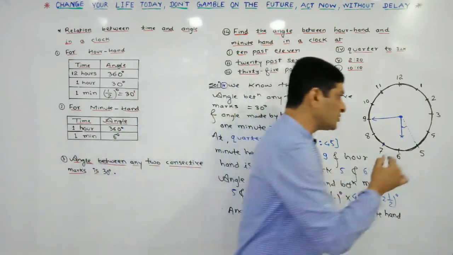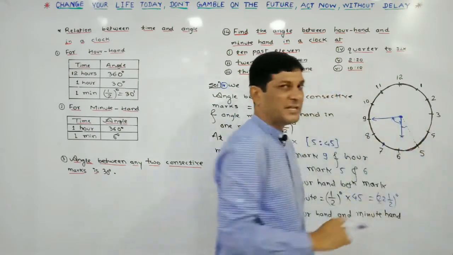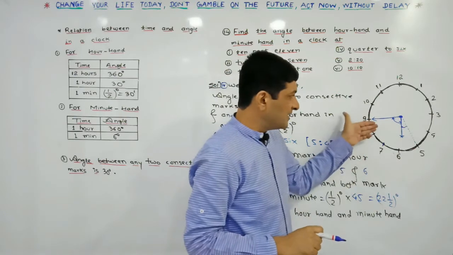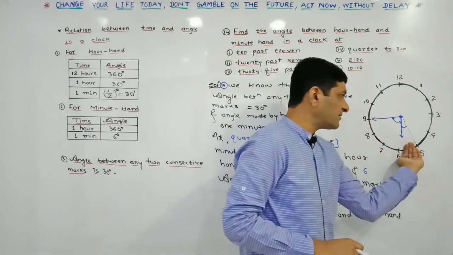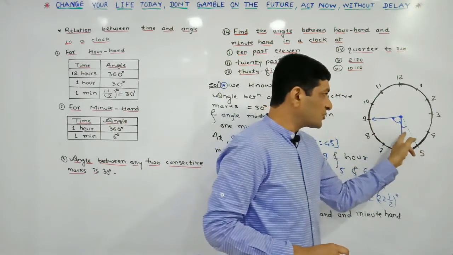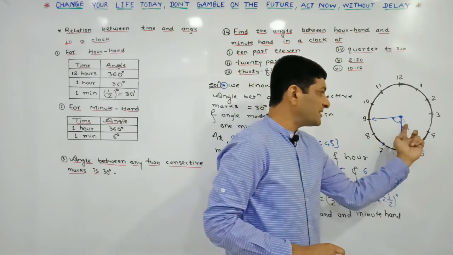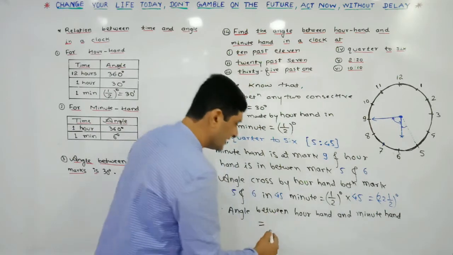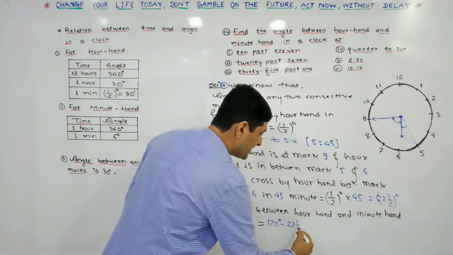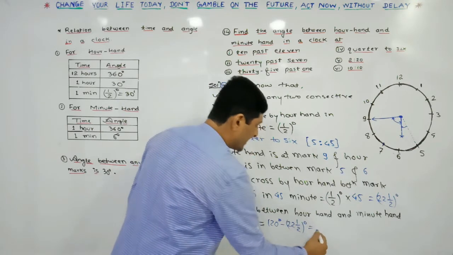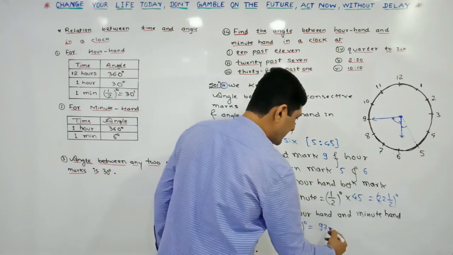Now that this angle is known to us, we find our required angle, the angle between the hour hand and minute hand. We can easily observe that this angle is 30 plus 30 is 60, plus 30 is 90, plus 30 is 120. This complete angle is 120 degrees. From this 120 degrees we subtract this angle, 22 and a half degrees. So 120 degrees minus 22 and a half degrees. Check what difference we get: it will be 97 and a half degrees.